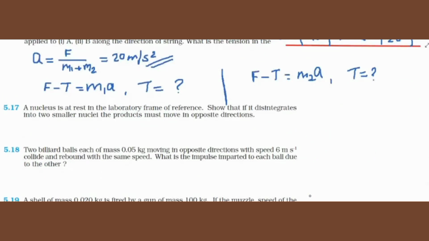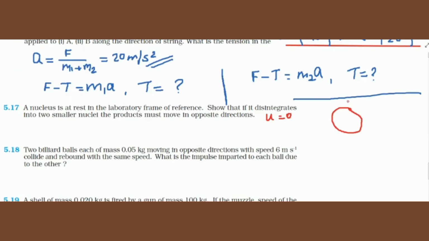Now, next question 70. A nucleus is at rest in the laboratory frame of reference, so that if it disintegrates into two smaller nuclei, the products must move in opposite directions. Okay, there is a nucleus. And what is the condition of the nucleus? For the nucleus, U equal to 0, it is at rest.